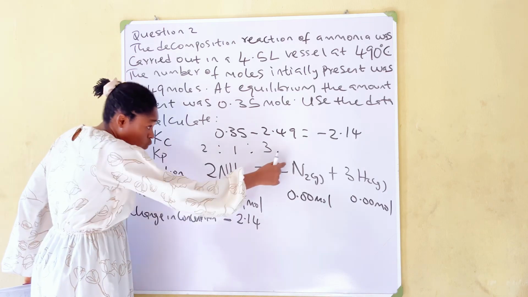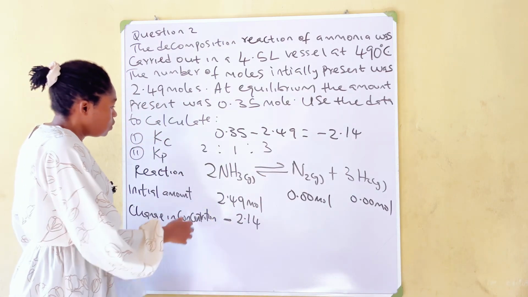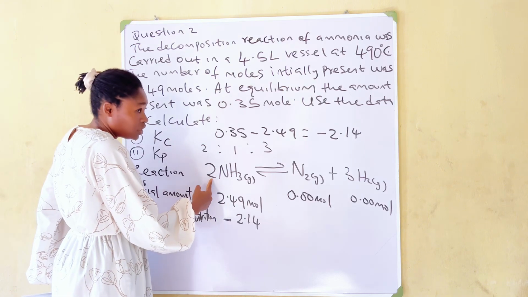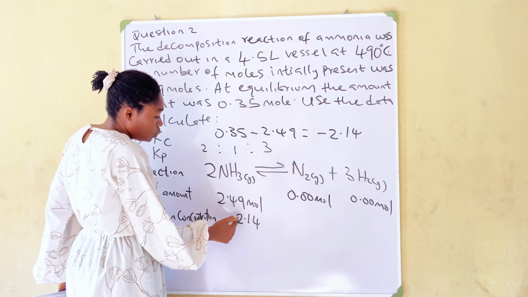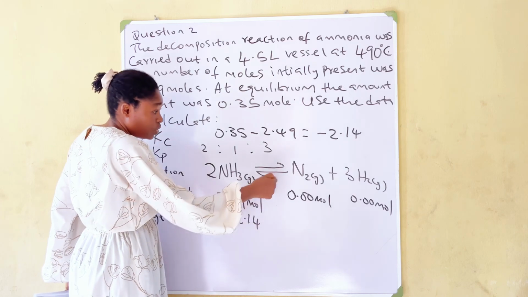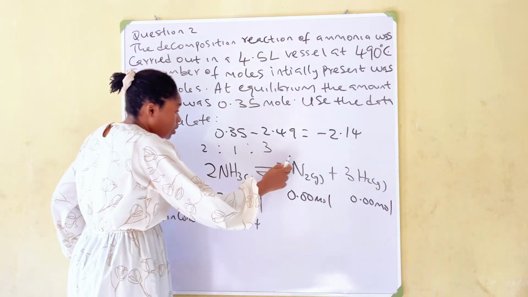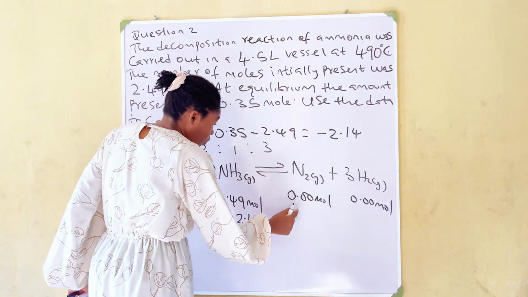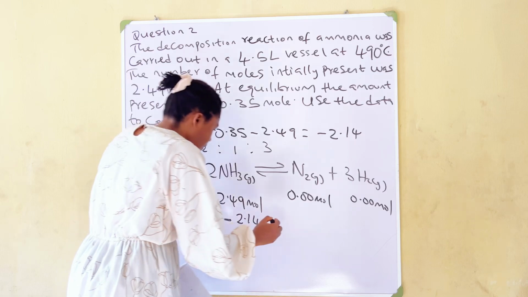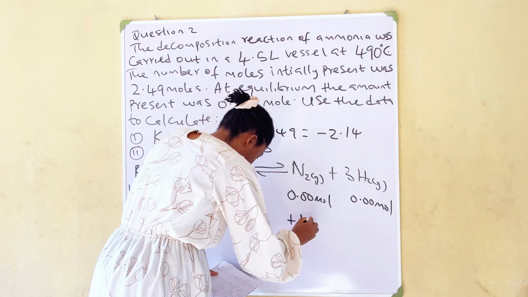Change in concentration for this 1 mole of nitrogen gas. What it means is that 2 moles of this produce 1 mole of this. Therefore, 2.14 mole of this will give you what? So for 1 mole of this, when you divide this by 2, you get what? The one for nitrogen gas, which will be plus 1.07.